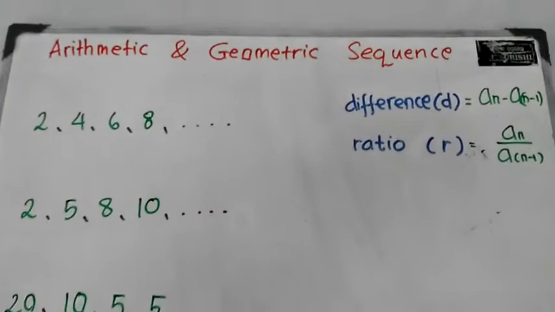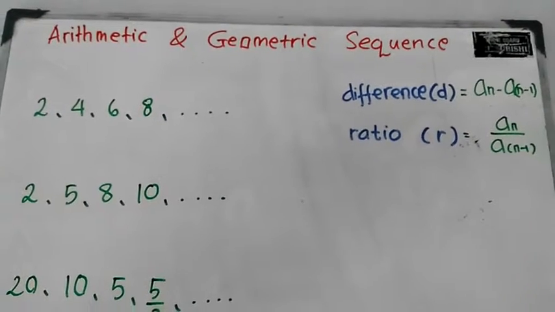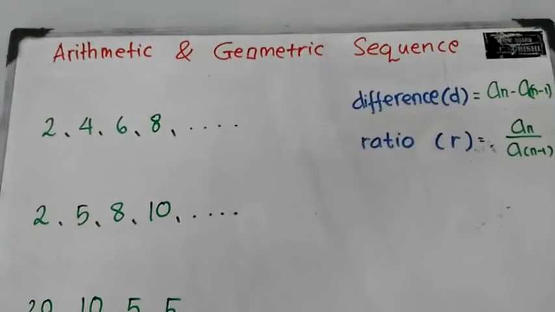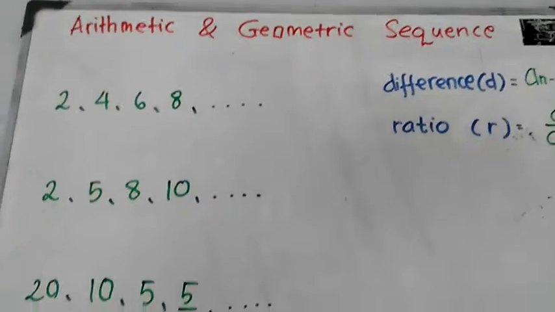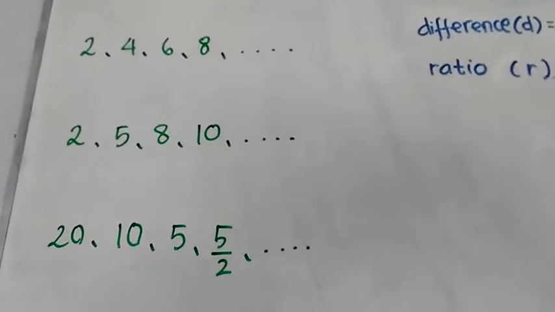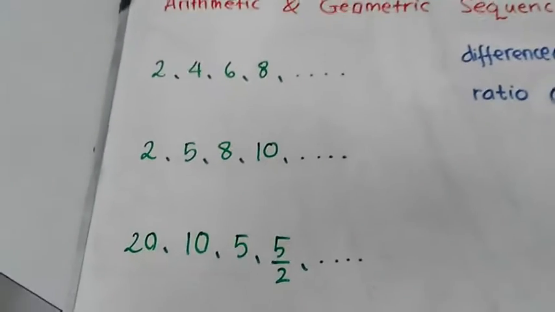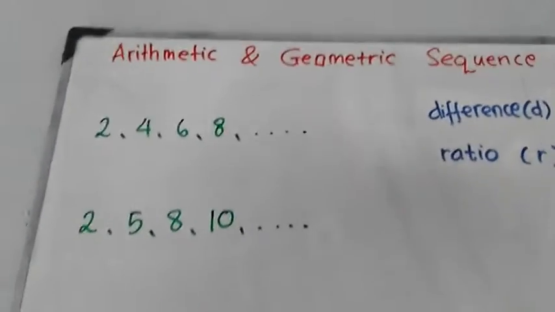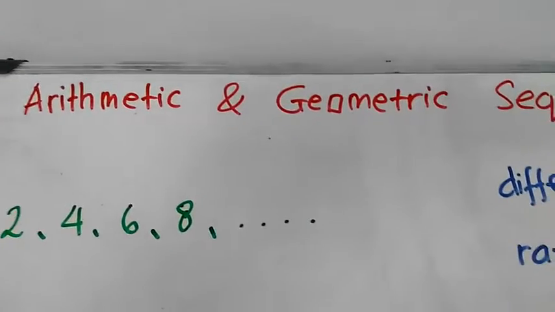Okay, hi everyone. This is the next video that I will be uploading, and the topic in this video is about arithmetic and geometric sequences. A sequence is a pattern of numbers separated by commas, and I provide you with three kinds of sequences, and some of them belong to an arithmetic or geometric sequence.